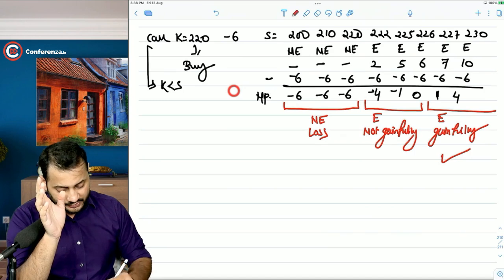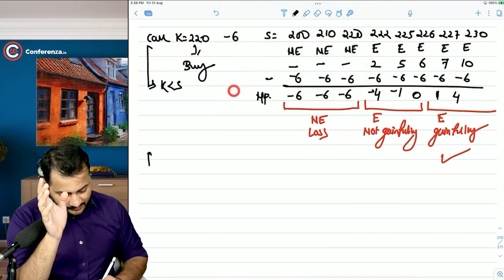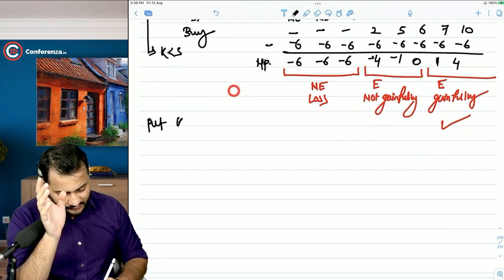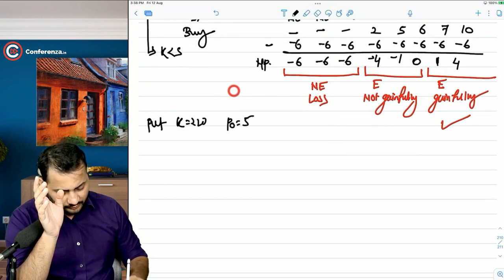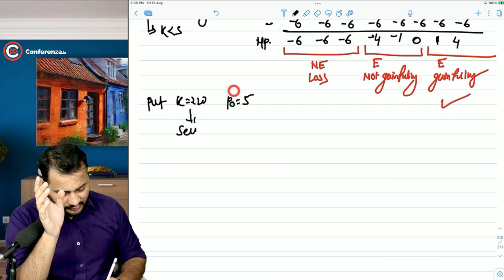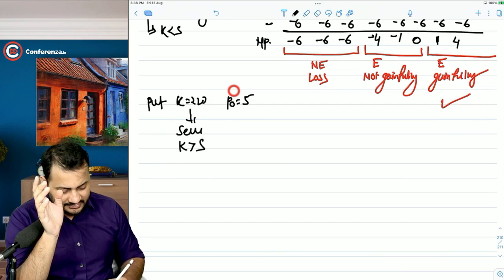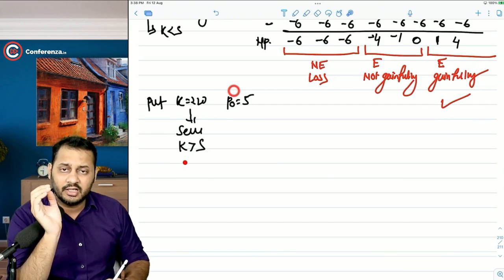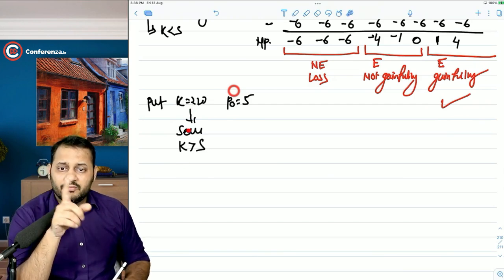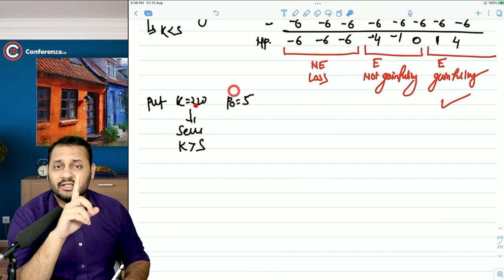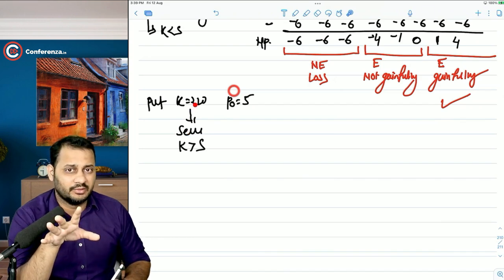Now comes the put option. Understand what happens in the put option. If the strike price is 220 and you are paying a premium of 5 rupees, this is where you will be selling the stock, and you will sell the stock only when the strike price is greater than the spot price. Am I right in this case? At 220, when we have to sell it, we will make sure that this is the highest of the possible prices.